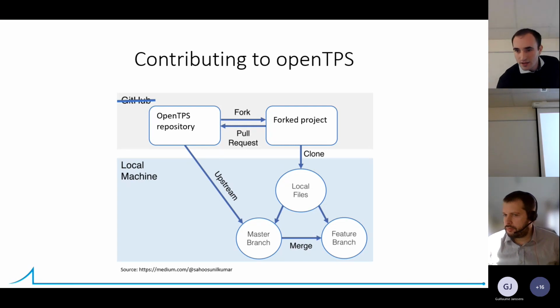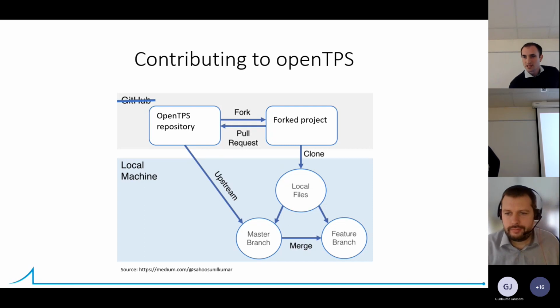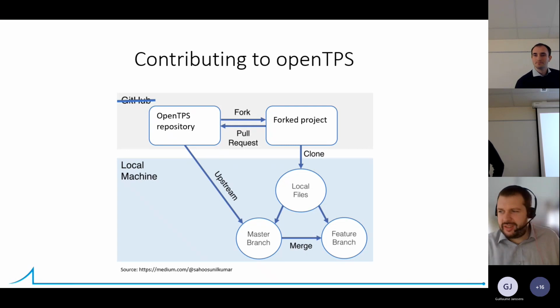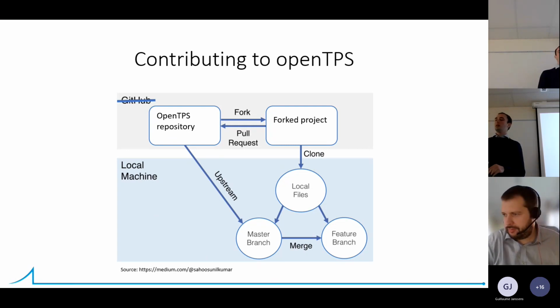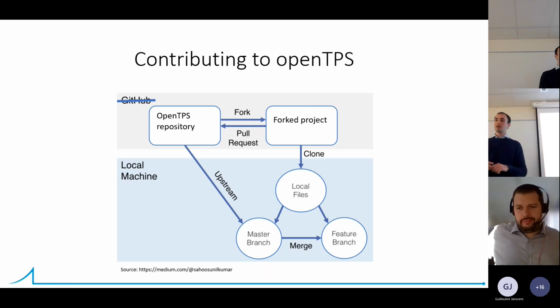Hello. Kevin? Can you hear me? Do we need our own GitLab if we want to fork OpenTPS? Currently OpenTPS is hosted on the official GitLab website, gitlab.com. So you can create an account on this website and you can fork the project there.